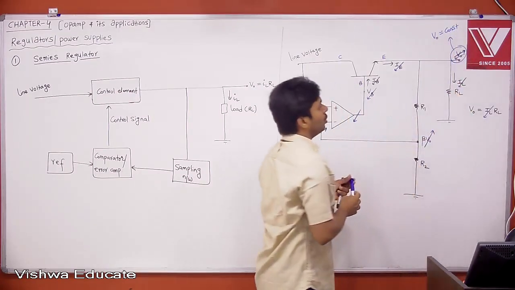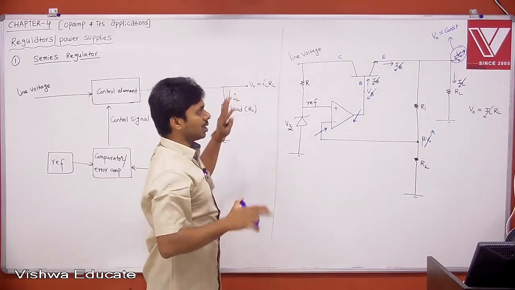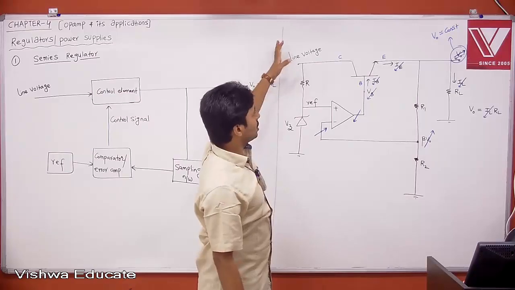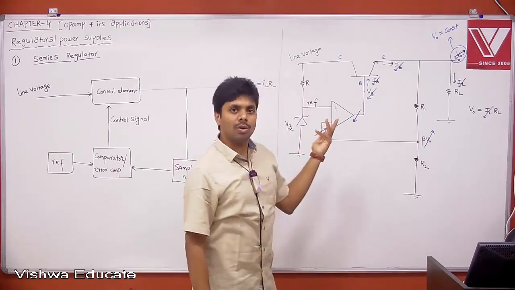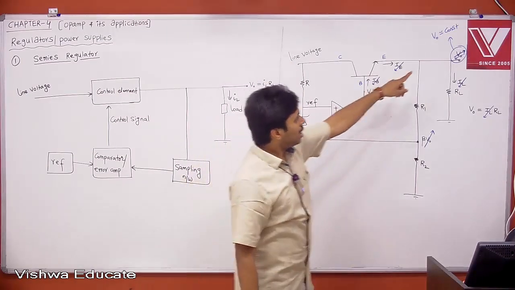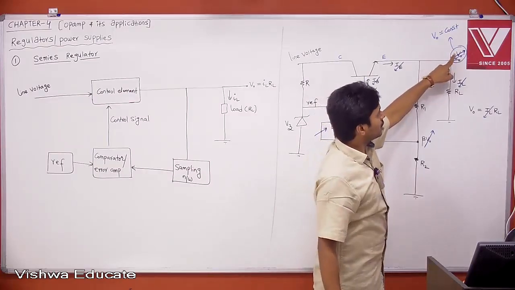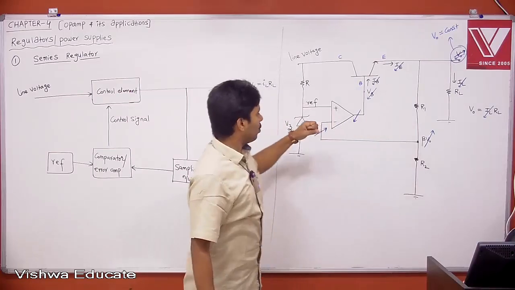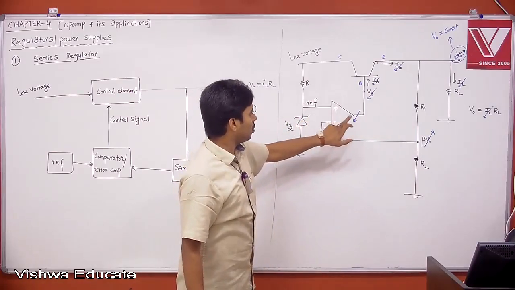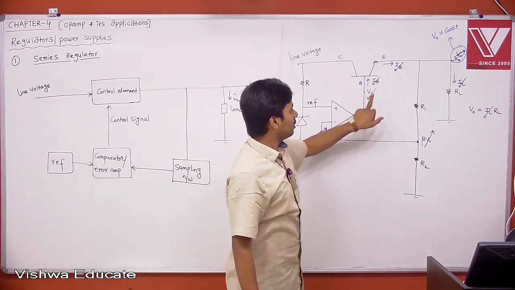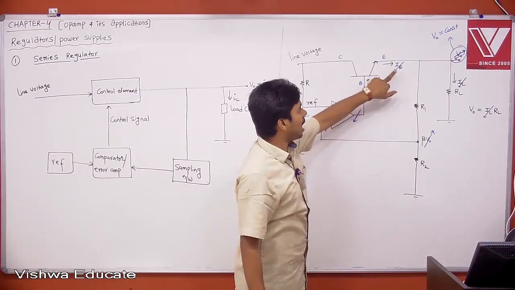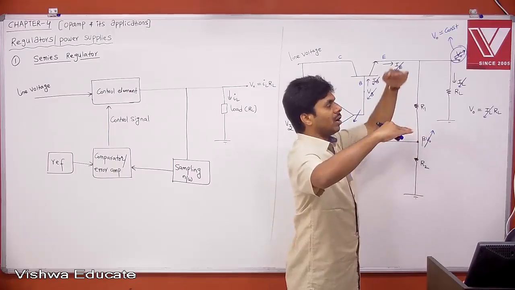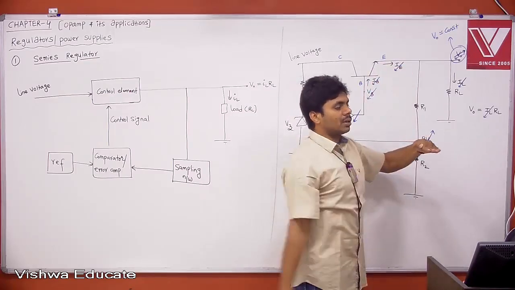Whether it is load variation or line variation, ultimately, even though RL is changing or line voltage is changing, I am explaining both load regulation as well as line regulation. Ultimately, your V0 is changing. Let us say it is increasing. When beta V0 is increasing, the voltage at the minus input is increasing, then the output voltage, your control voltage, is decreasing, VB is decreasing, IB is decreasing, IE is decreasing, IL is decreasing, V0 is decreasing. Due to any reason, if V0 is increasing, negative feedback comes in and makes it constant.